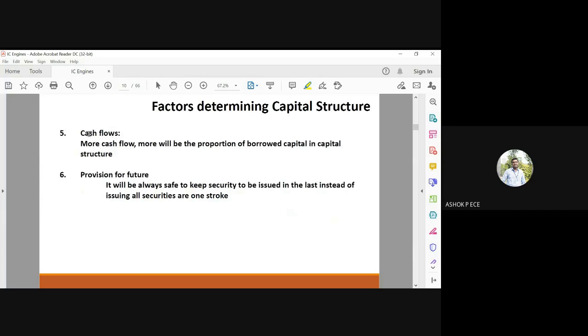Cash flow: the more the cash flow, the more will be the proportion of borrowed capital in the capital structure. So cash flow should be high to ensure that there is proper cash flow in the company. Okay, the cash flow should be high.